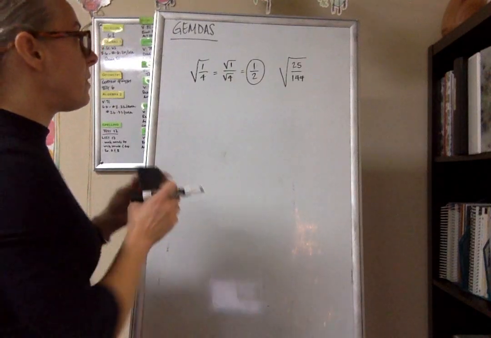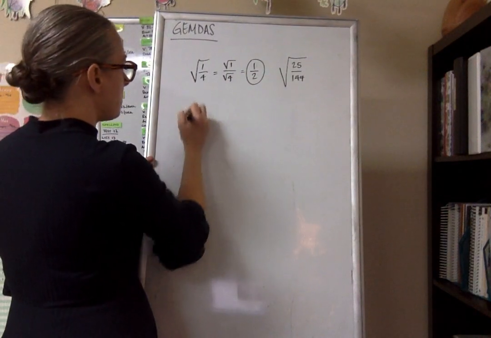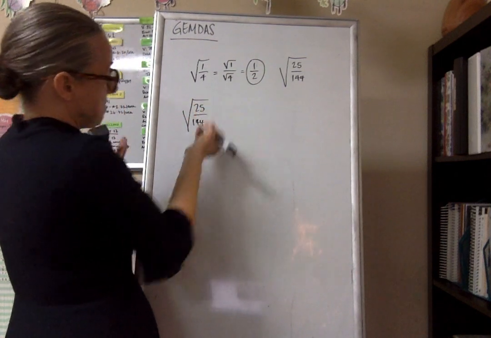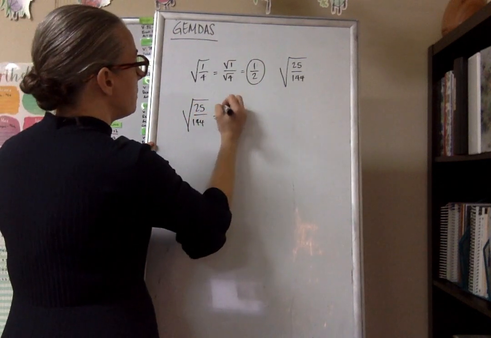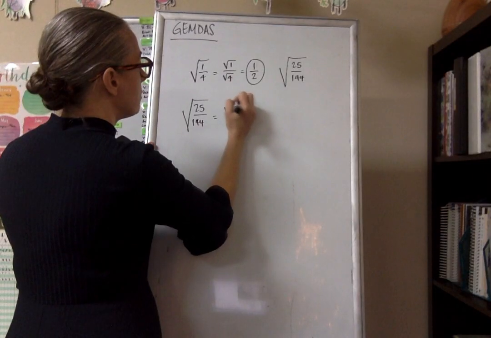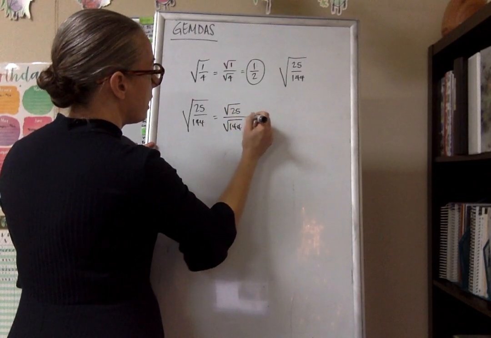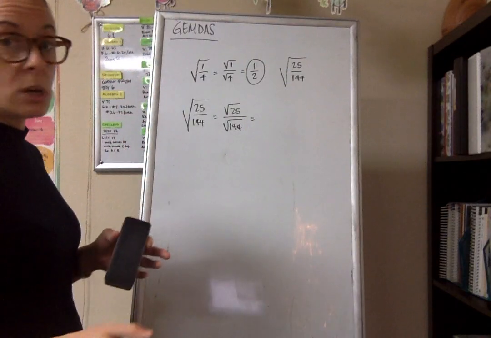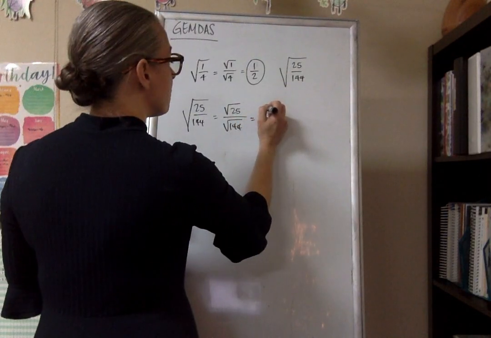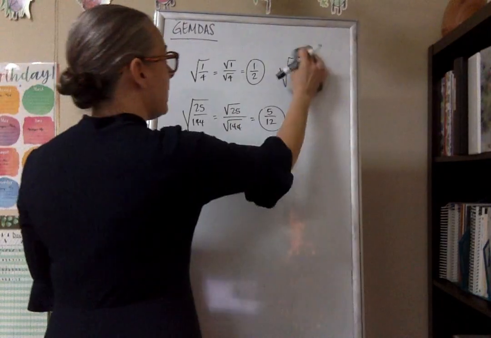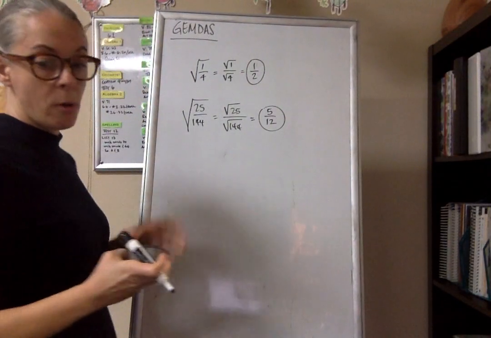I can do the same thing with this next problem. Square root of 25 over 144. I don't know the square root of that, but I can rewrite it as square root of 25 over square root of 144. And I do know those. The square root of 25 is 5 and the square root of 144 is 12. And I have solved this problem as well.